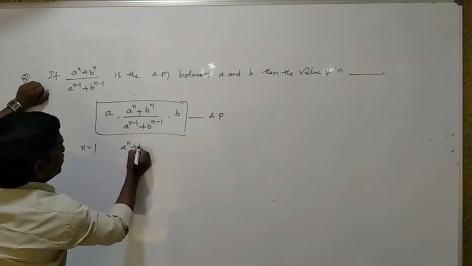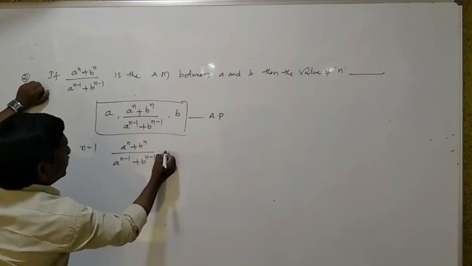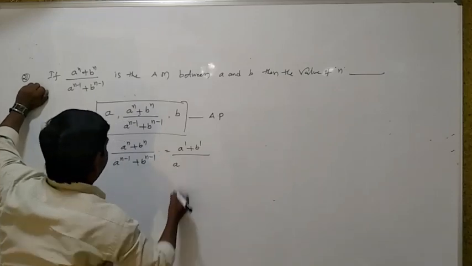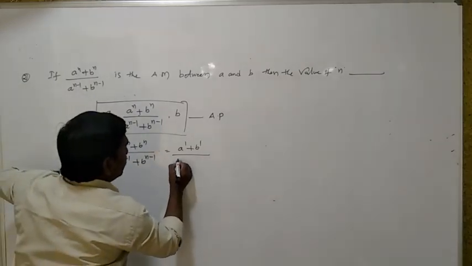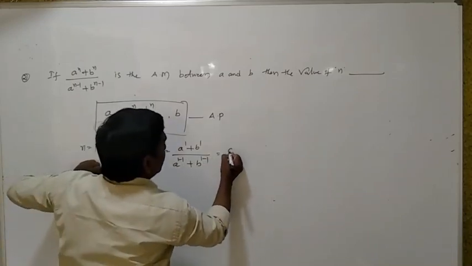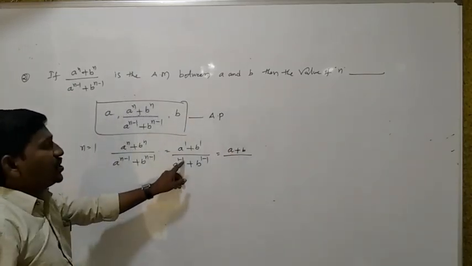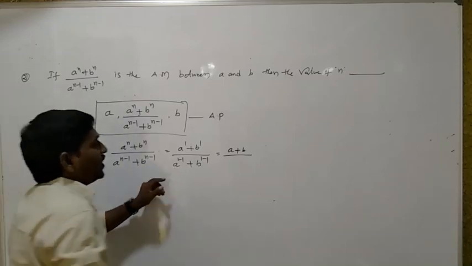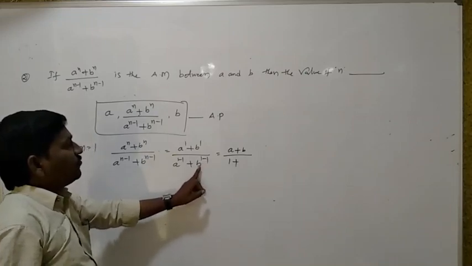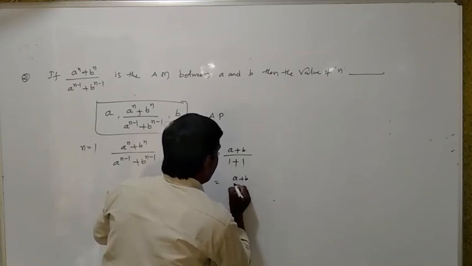(a^n + b^n)/(a^(n-1) + b^(n-1)). Take n = 1: (a^1 + b^1)/(a^(1-1) + b^(1-1)). Here a^1 means a, plus b, divided by a^0, since 1 minus 1 is 0. a^0 equals 1, and b^(1-1), that means b^0, equals 1. Anything to the power 0 is 1. That means (a + b)/2.